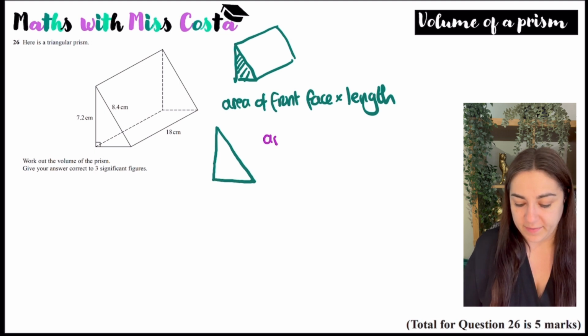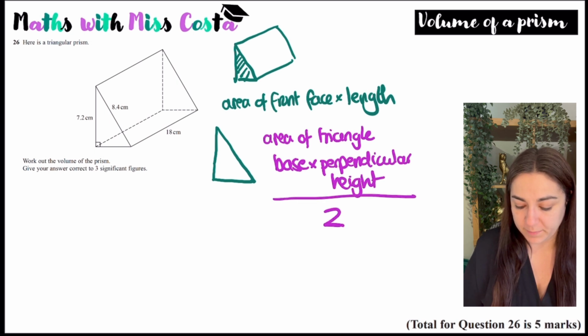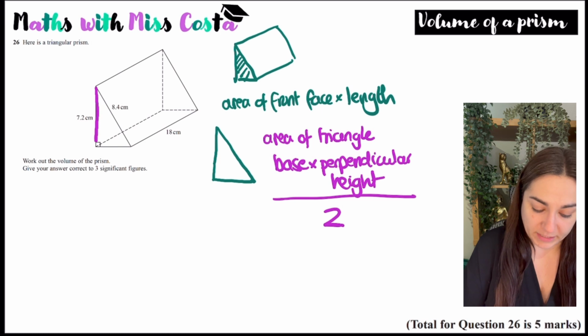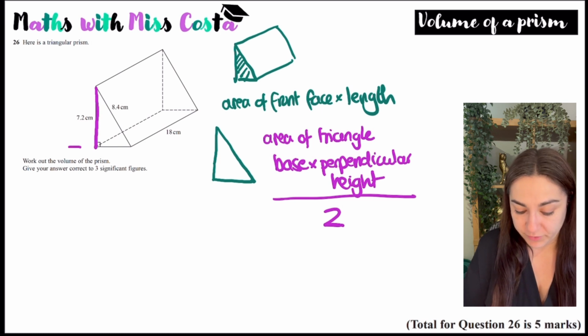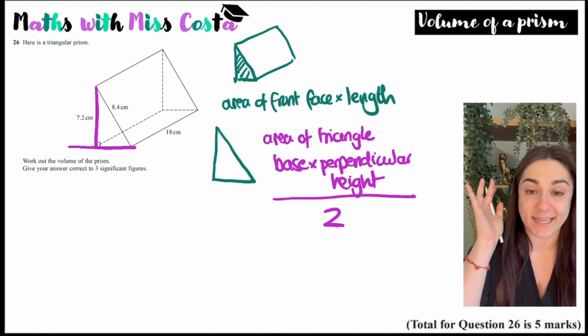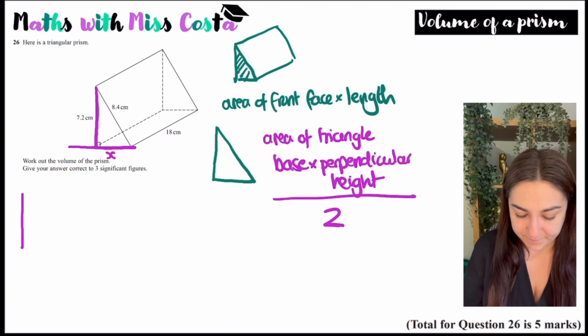Now, how do I work out the area of a triangle? I have to do base times by perpendicular height divided by 2. And this is where a lot of people are going to get caught out because they might use the slant height, which is the diagonal height. But when I'm working out the area of a triangle, I need the base and the height to be perpendicular, which means at right angles too. So that means I need to figure out what this is here.